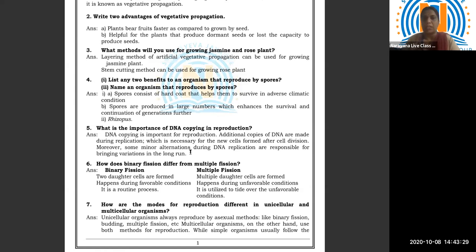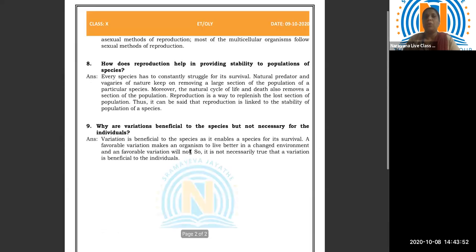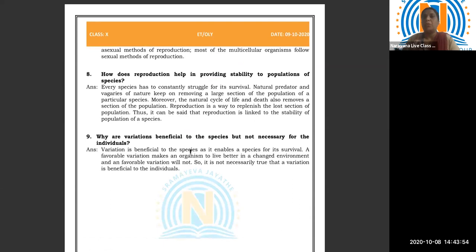Then seventh question, how are the modes of reproduction different in unicellular and multicellular organisms? Unicellular organisms always reproduce by asexual methods like binary fission, budding, multiple fission, etc. Multicellular organisms, on the other hand, use both methods of reproduction, while simple organisms usually follow the asexual methods of reproduction. Most of the multicellular organisms follow sexual methods of reproduction. So unicellular organisms follow the asexual mode of reproduction, whereas multicellular organisms follow sexual methods of reproduction.